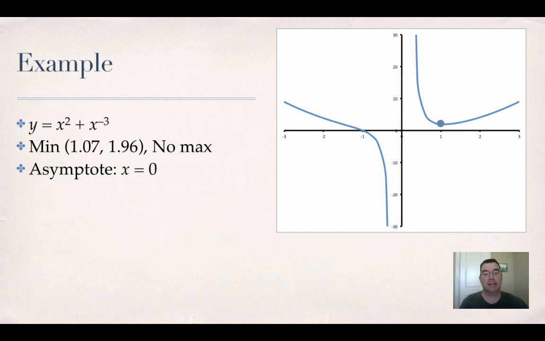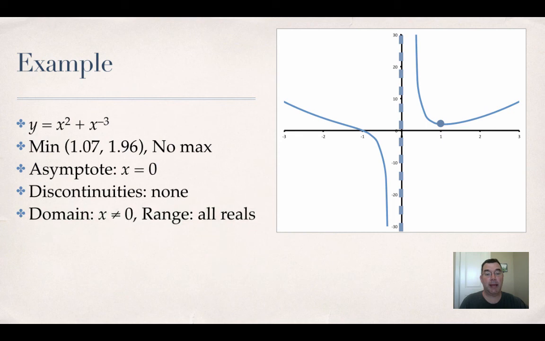All right, there is a vertical asymptote at x equals 0. There are no discontinuities, there are no holes. The domain, the only x that can't exist in that function is where the vertical asymptote is at x equals 0. And the range, all reals are involved in this function. So every single y that I can think of is in this function somewhere.